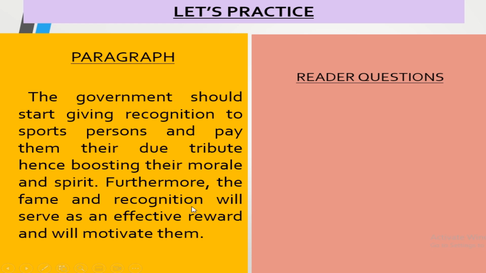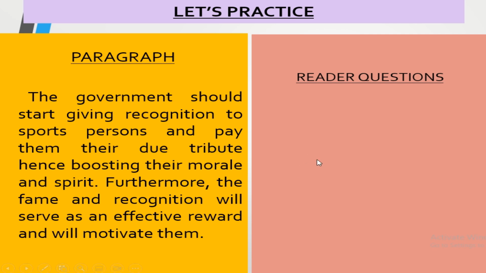The clues given here in the paragraph: the government should start giving recognition to sportspersons and pay them their due tribute, hence boosting their morale and spirit. How is that? In what way can it help to boost their morale and spirit? You have to further explain, because when the reader of your essay has further questions, you need to explain further. You do not simply assume that the reader of your essay will feel satisfied or understand what you are trying to say. In other words, you have to put yourself in the situation and read back your essay to make sure that you understand what you are explaining.